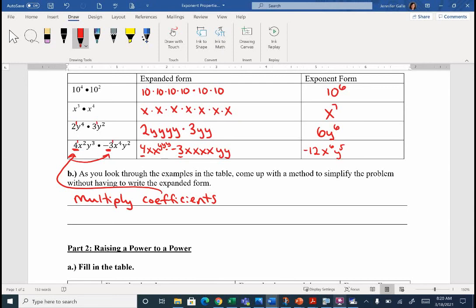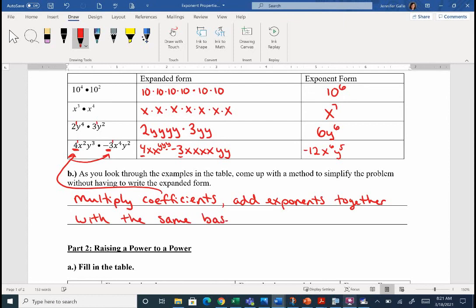Multiply the coefficients. I like that. It's a good start. And then what do we do with the rest of it? Keep going, Jonah. Add the exponents together. Okay. Add exponents together. Now, can we get a little more specific? So on that last one, I had x's and y's. I didn't put all their exponents together. You've got to add the x's with the x's and the y's with the y's. Okay. So add exponents together with the same, I'm going to use one of our vocab words, with the same base.